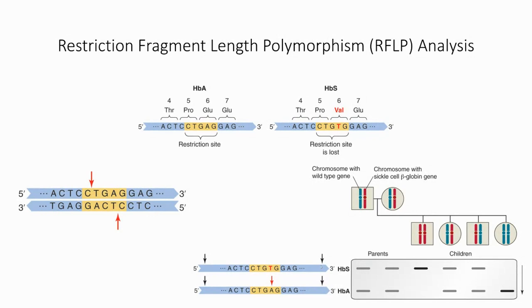So basically, the RFLP analysis is performed when the genomic DNA is collected and then digested with a specific restriction enzyme, followed by gel electrophoresis. And then the gel is subjected to Southern blot analysis.